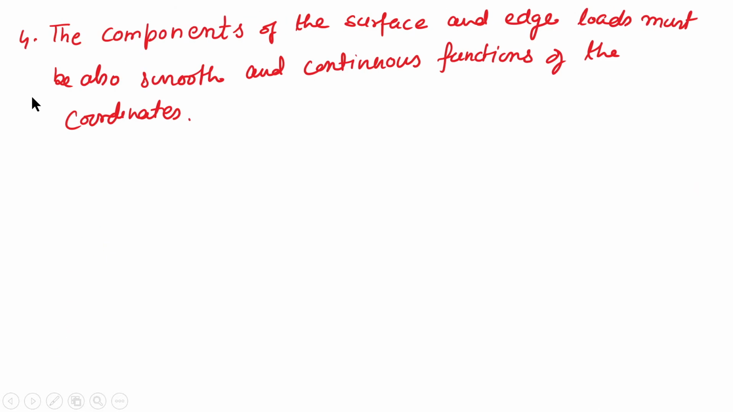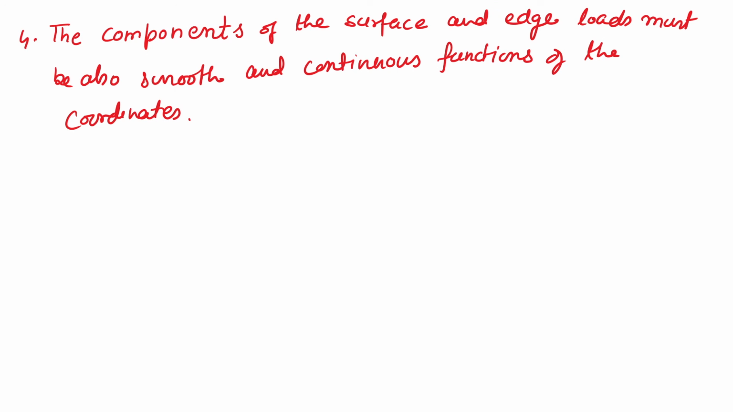The shell must have a smooth, varying and continuous surface. If there is a break in curvature, or abrupt changes in the dimensions or the curvature, then moments may arise, so we cannot apply those concepts. And the components of the surface and edge loads must also be smooth and continuous functions of the coordinates.